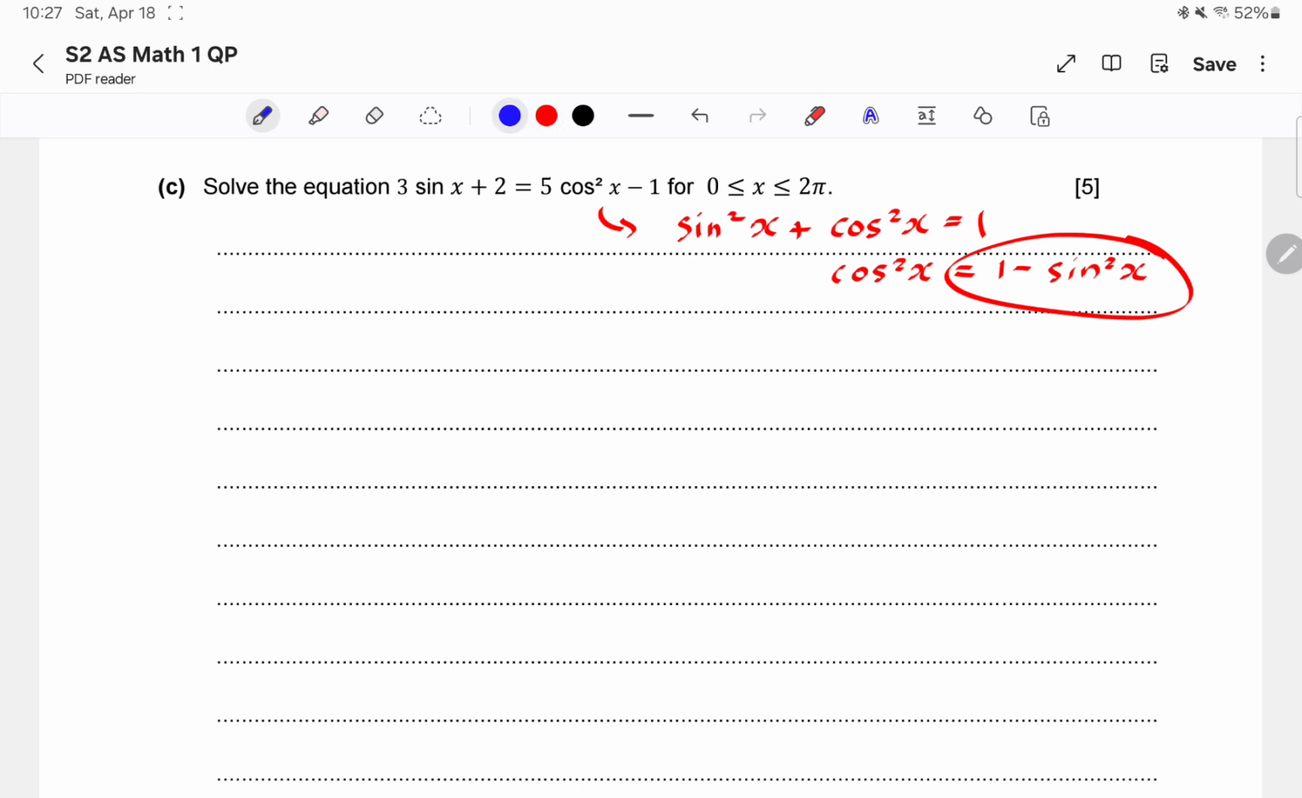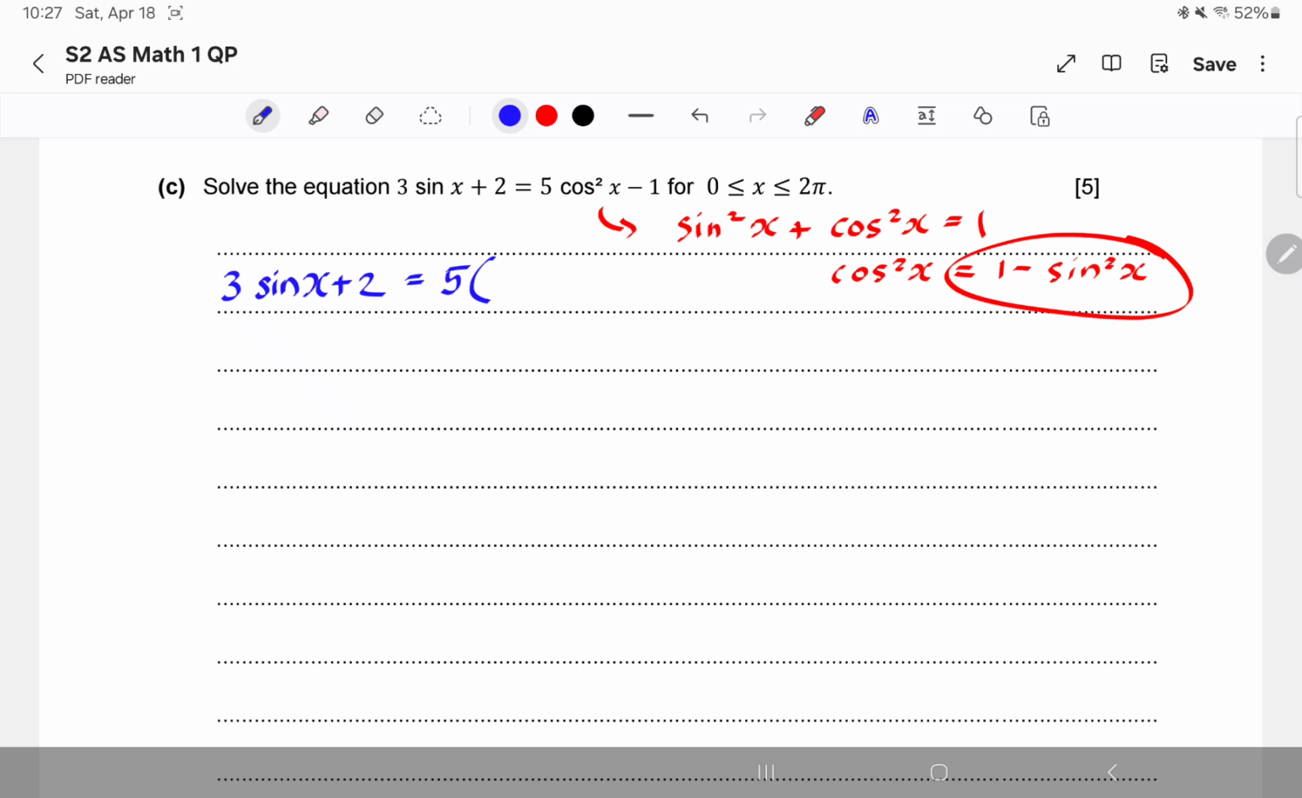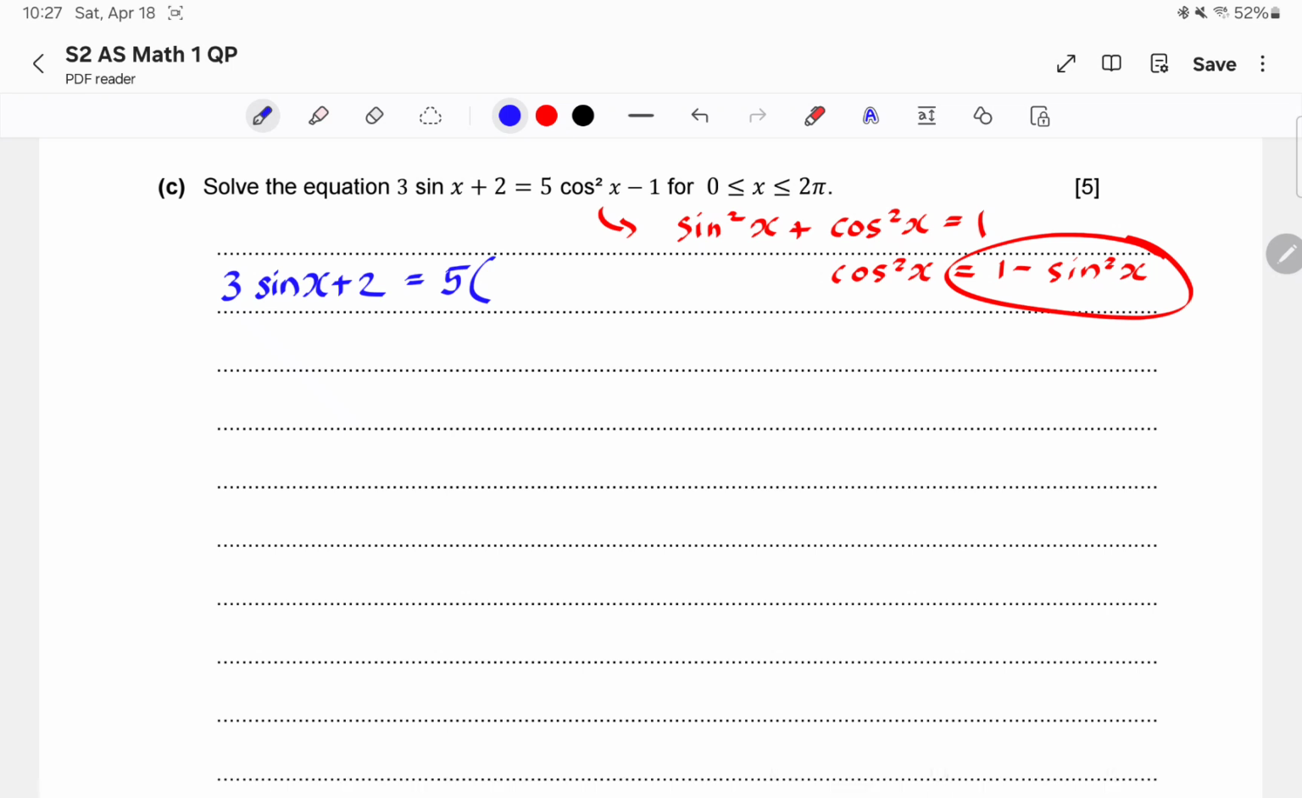So let's have the given. We have 3 sine x plus 2 is equal to 5, and I'll use that identity. Make sure it's in brackets so you know you'll expand it later. So we have 1 minus sine squared x, minus 1. Let me expand that bracket. We have 5 minus 5 sine squared x minus 1, and that becomes just 4.